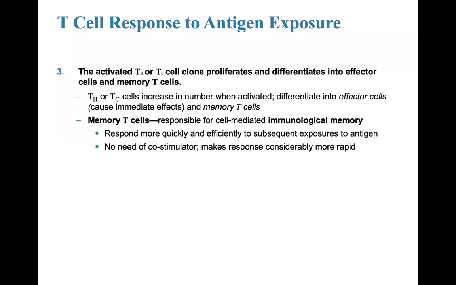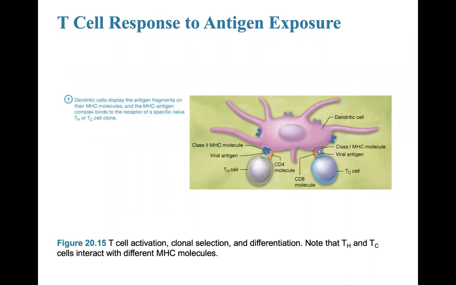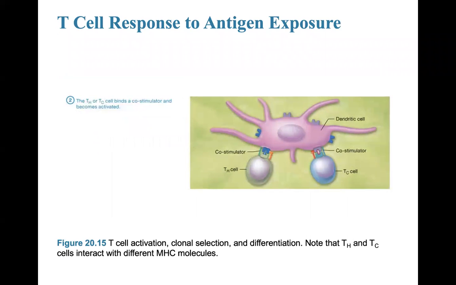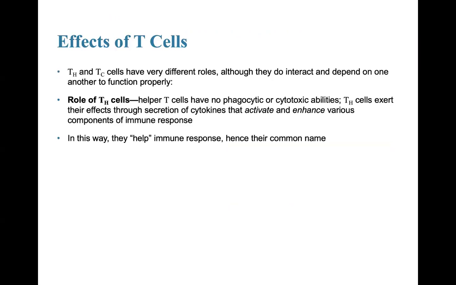The first time you're exposed to a particular antigen, it takes quite a while. Secondary and subsequent exposures, those occur more frequently. With your memory T cells, there is no need of co-stimulators. And this actually makes for a much, much more rapid response in the future. So this just kind of goes through those three stages again, and you guys can look through these. Just make sure you know the three effects of the three stages of T cell activation.